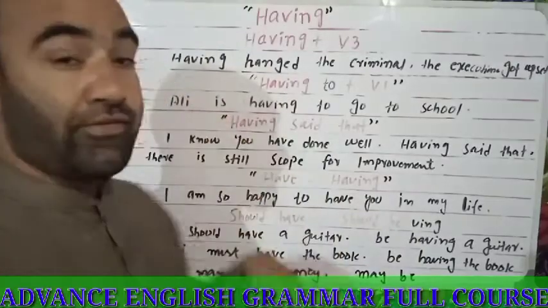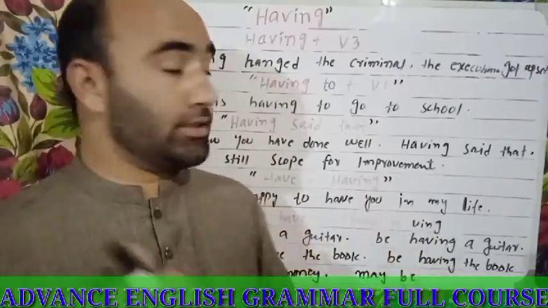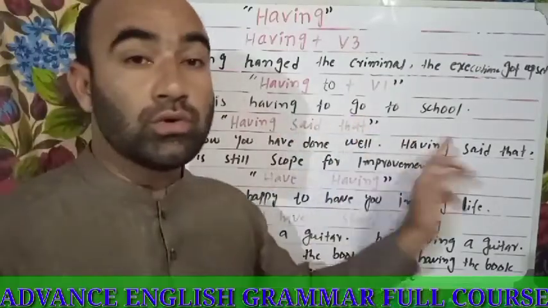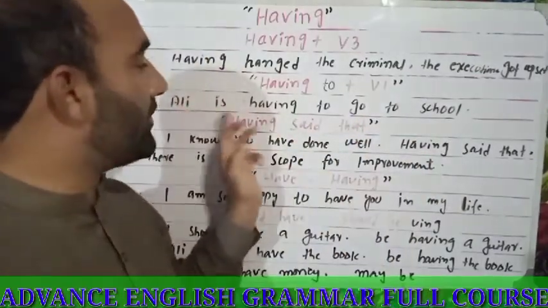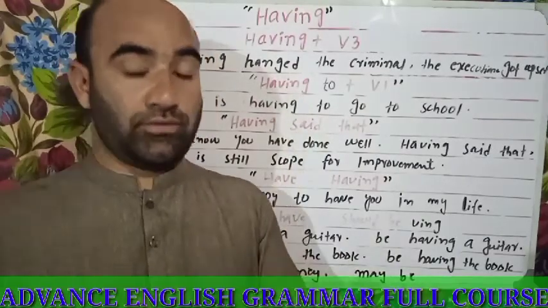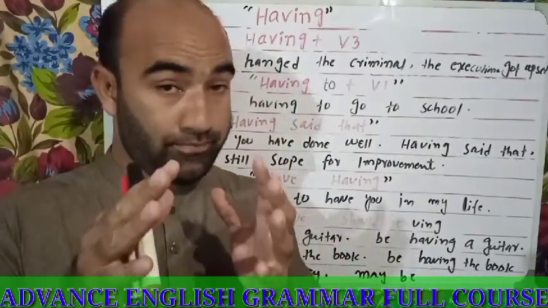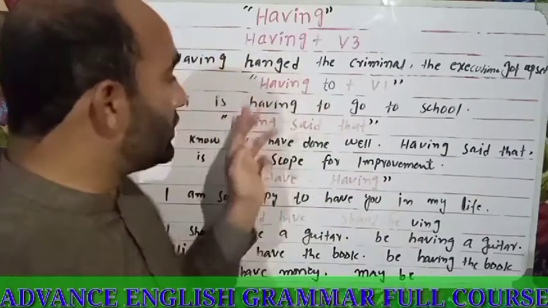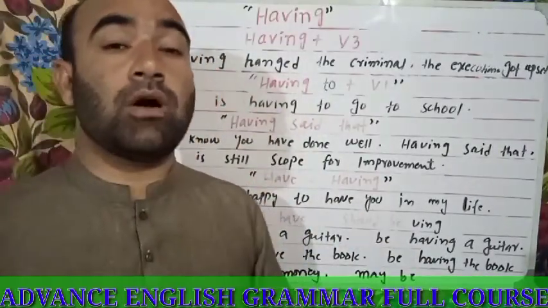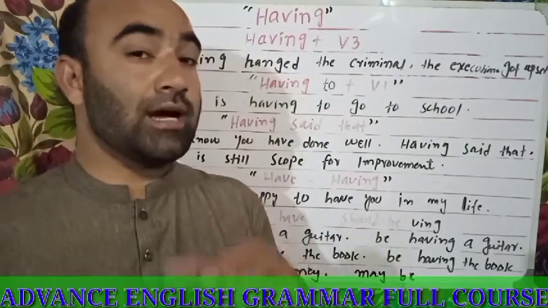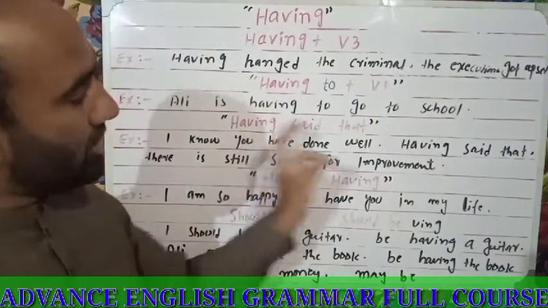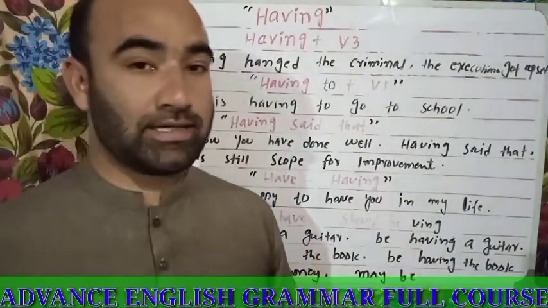And if we are talking about past actions, we will say Ali was having to go to school and they were having to go to school. We can also use all these be verbs here. Okay, is, am, are, was, were, they are called the be verbs. We can use them here. Okay, now let's talk about having said that.